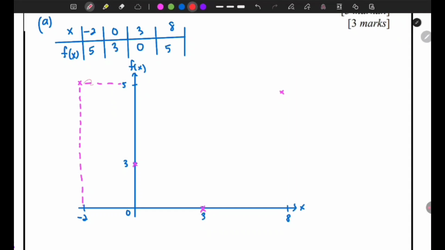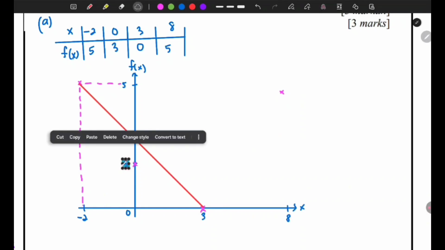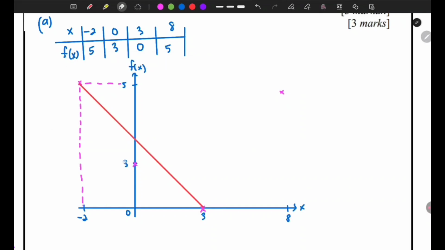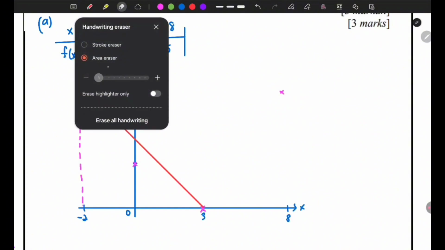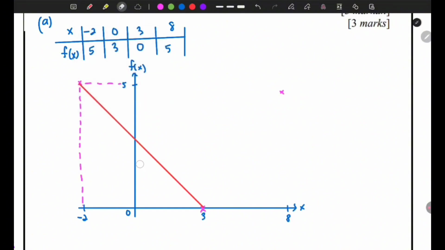And then you have to connect these 3 points. Oopsie, not straight. That means I should bring my 3 above. Let me adjust a bit, guys. I always hate sketching. This is the problem.